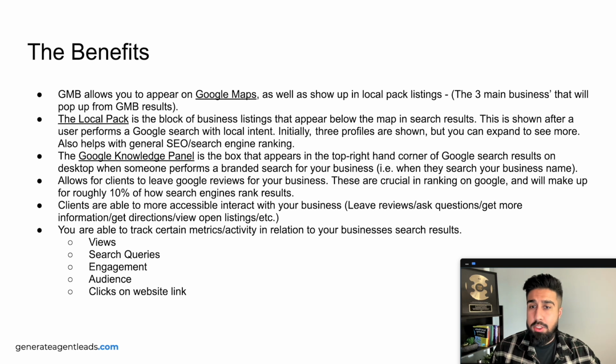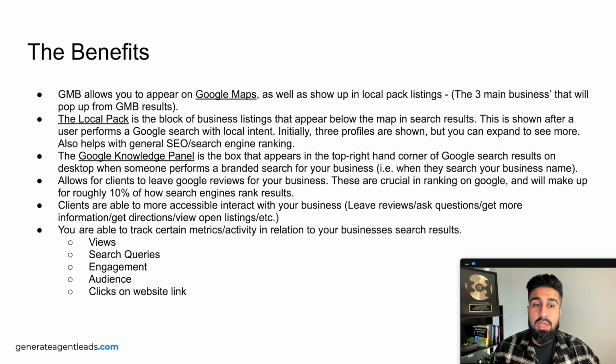Now, the Google Knowledge Panel is a box that appears in the top right-hand corner of Google search results. I'll show you guys live examples and proof of how it actually looks, but I'm just going to give you some knowledge on this. It's pretty much when you search something, in the top right corner, a little profile shows up called the Google Knowledge Panel. It also allows clients to leave Google reviews for your business. These are actually crucial in ranking on Google, and they make up about 10% of how the search engine ranks results. Clients are also able to more accessibly interact with the business.